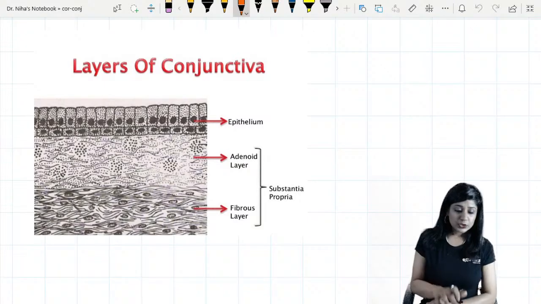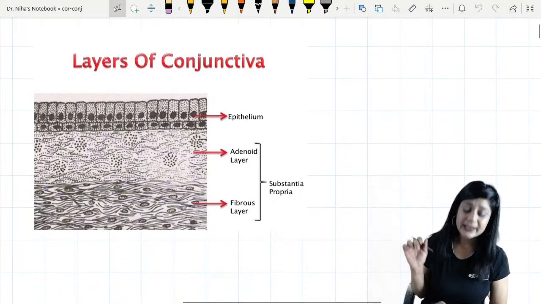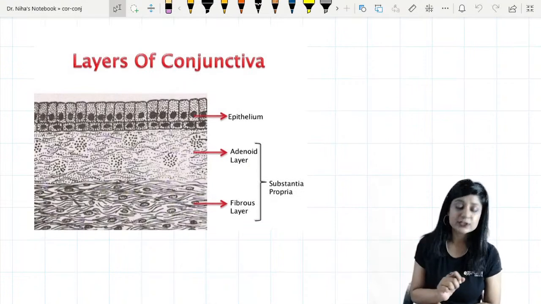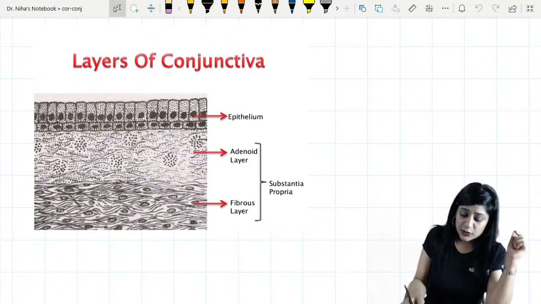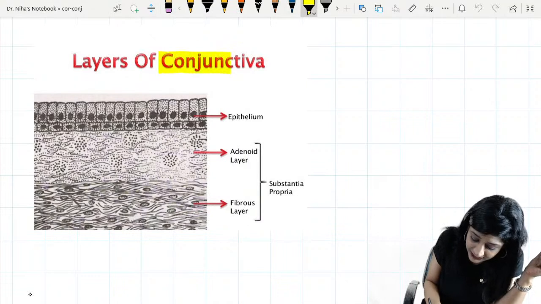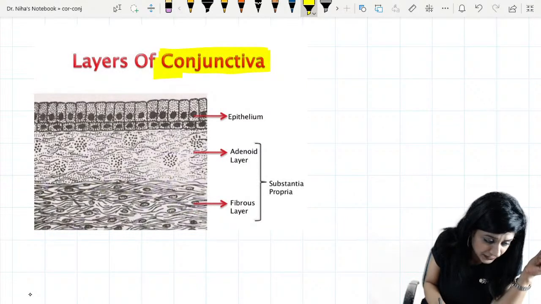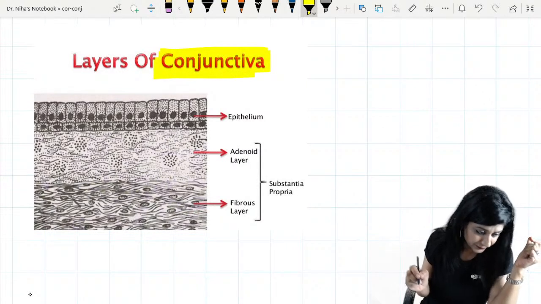Alright. So first of all, if you look at this, we have the layers of the conjunctiva. So if you start with this conjunctiva, actually what do you mean by this conjunctiva?